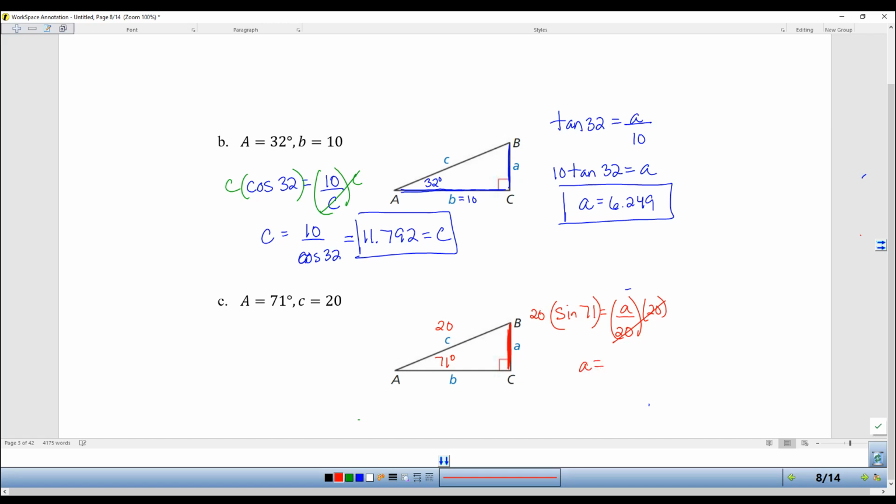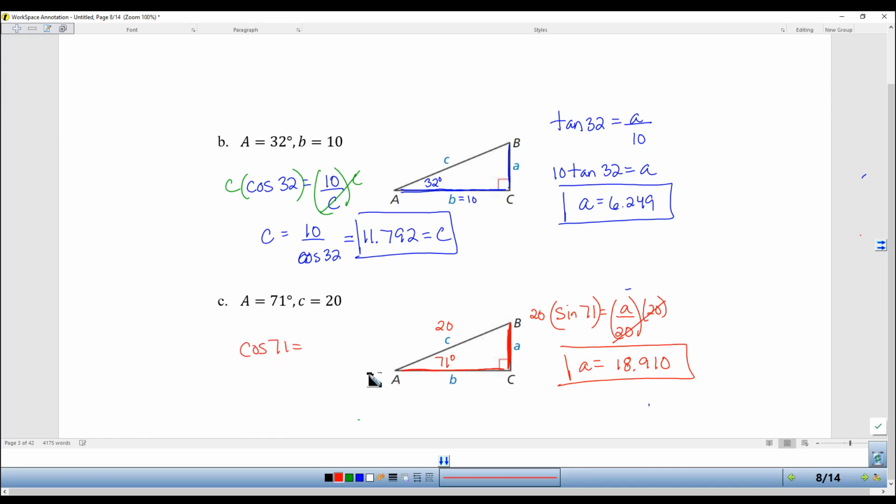And A is equal to 18.910, technically. You would only do that if you wanted to remember that you did actually bother to round to the nearest thousandth, but it's not actually necessary. And then in order to find B, B is adjacent, so I'm going to use cosine.